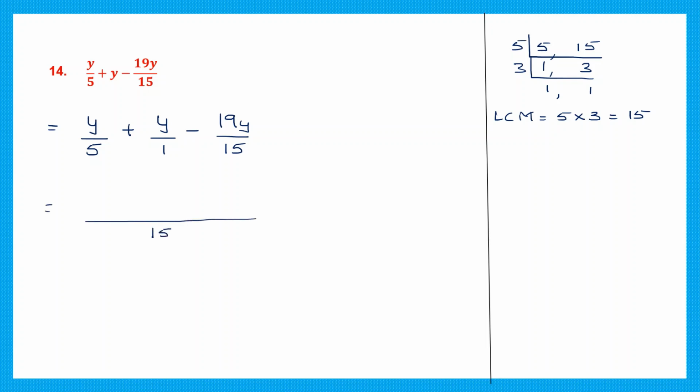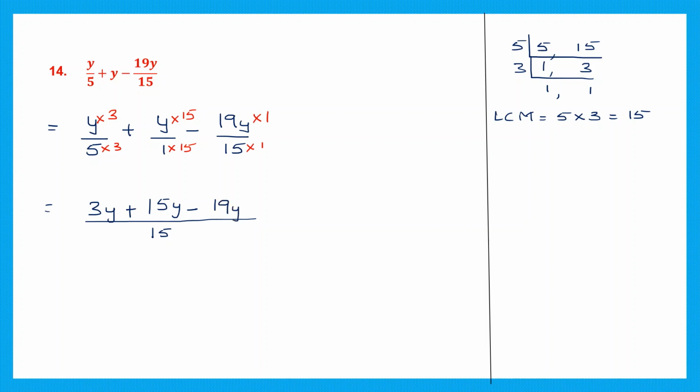So starting with the first denominator, 5 3s are 15. So multiply this by 3. So you get 3y plus 1 into 15. 1 into 15 gives us 15, so multiply this by 15. So y into 15 is 15y, minus, 15 1s are 15, so multiply this by 1. So 19y into 1 will give us 19y.